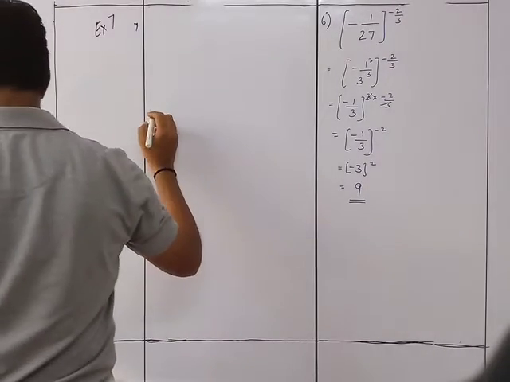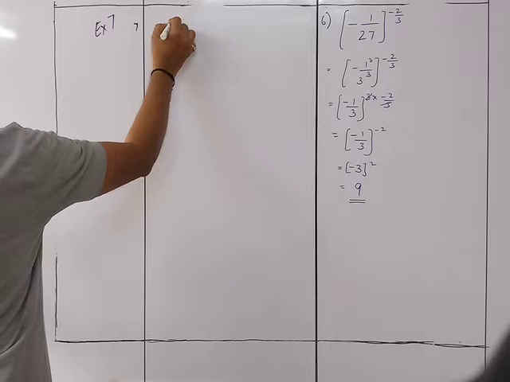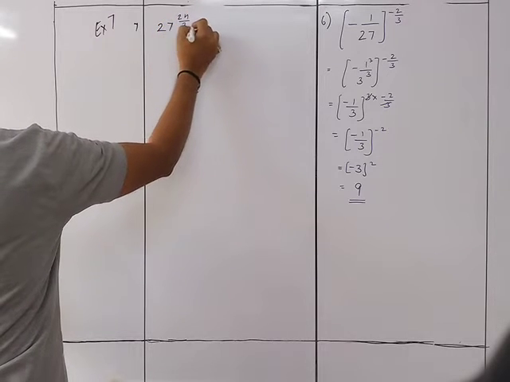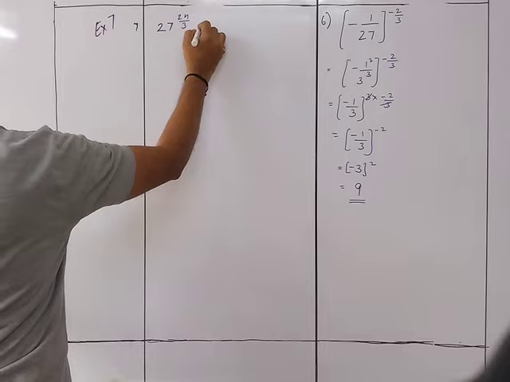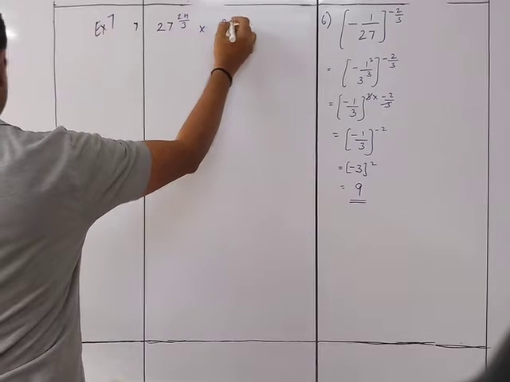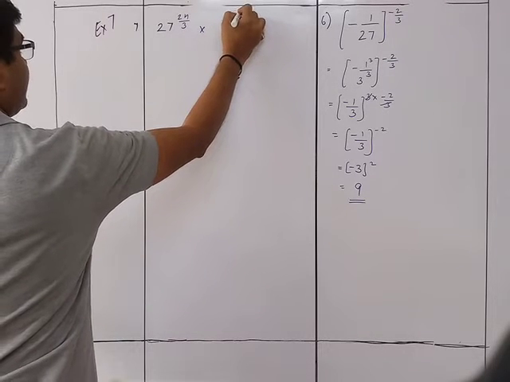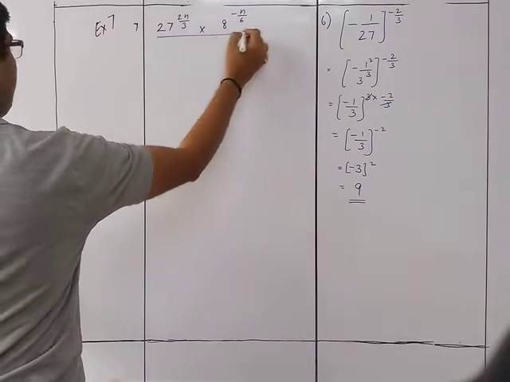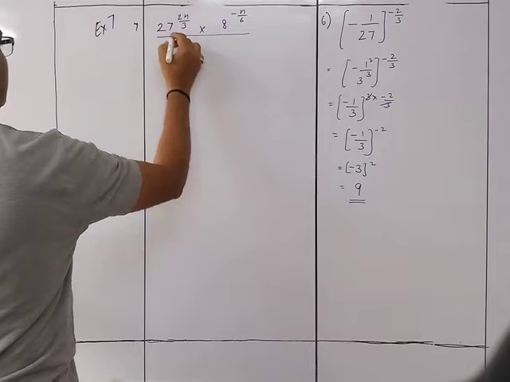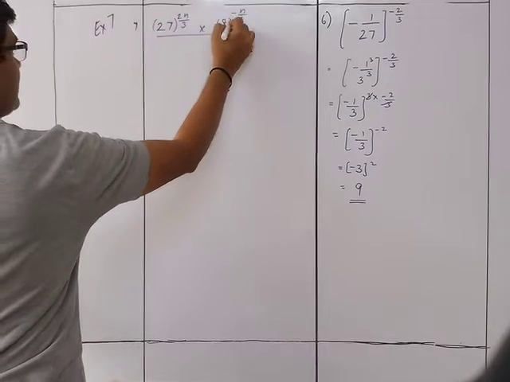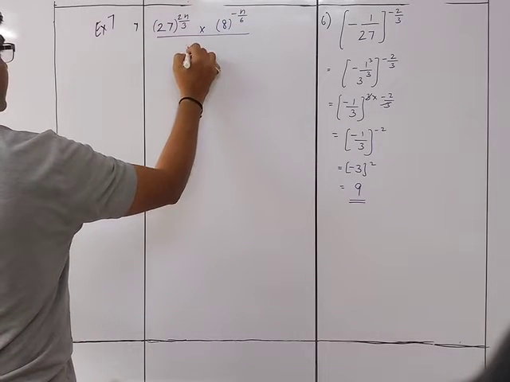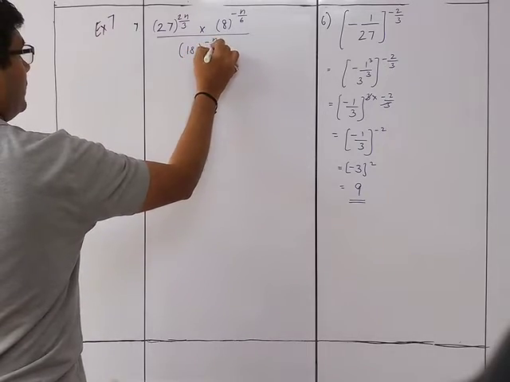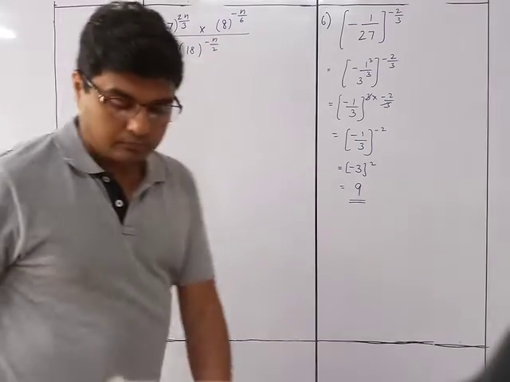Sum number 7. It is (27^(2n/3) × 8^(-n/6)) / (18^(-n/2)). Okay.